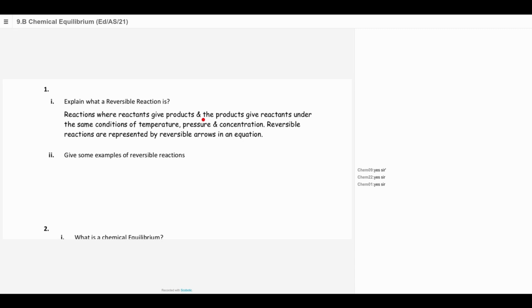As more and more products are produced, the backward reaction will begin. So the forward reaction rate is maximum and the backward reaction rate is minimum at the initial stage. With time, the forward reaction rate will drop and the backward reaction rate will rise. And eventually, there will come a point where the rates of both the forward and the backward reactions become equal. That's the point where we say the system has reached equilibrium.